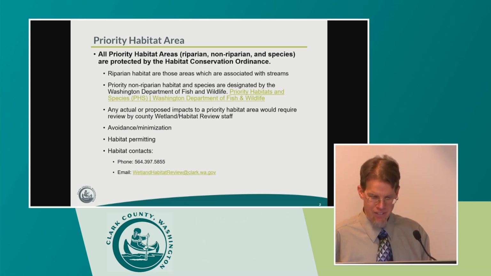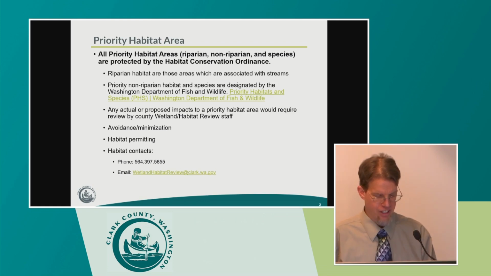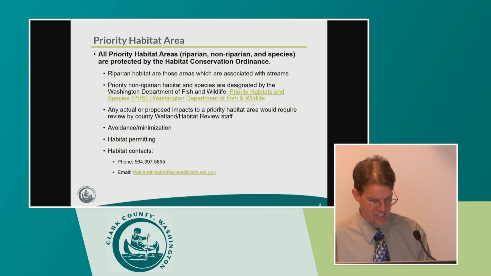The stream layers that we have in our GIS utilize the Washington Department of Natural Resources mapping and definitions for classifying our streams. If you'd like to change any of the typing or locations for streams that we have mapped online, it is possible, but you're going to need to contact Washington Department of Natural Resources in coordination with Washington Fish and Wildlife and other agencies and tribes.